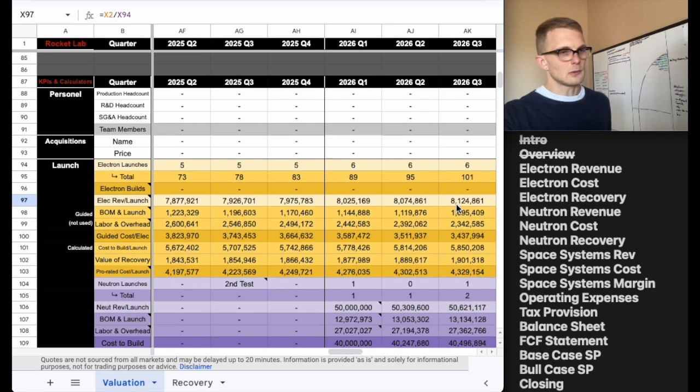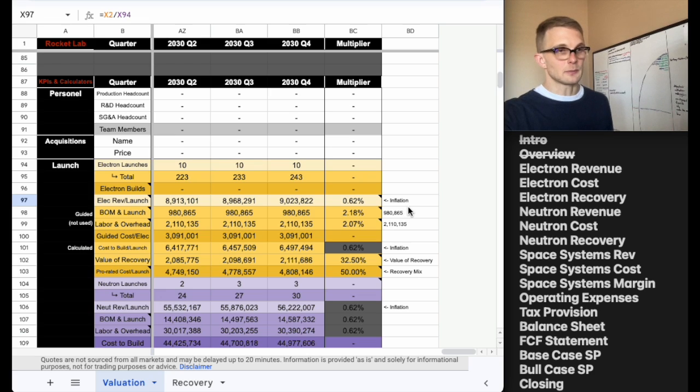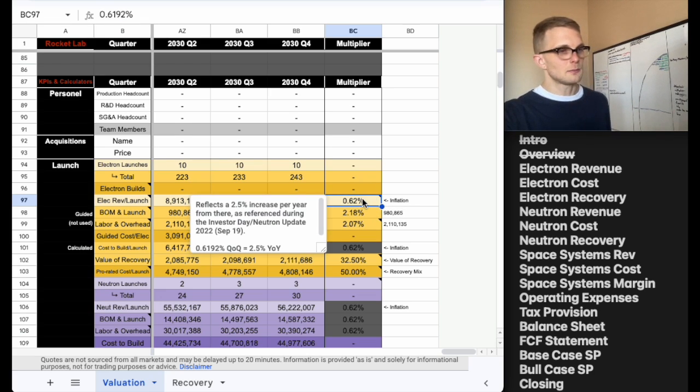And to go forward, what I've done to multiply that is we've used the multiplier column at a rate of 0.62% increase per quarter. The reason that we're doing that is because that would reflect a 2.5% increase per year, as referenced during the Investor Day presentation of 2022. So a simple way to look at that is basically baking in inflation into the Electron price.